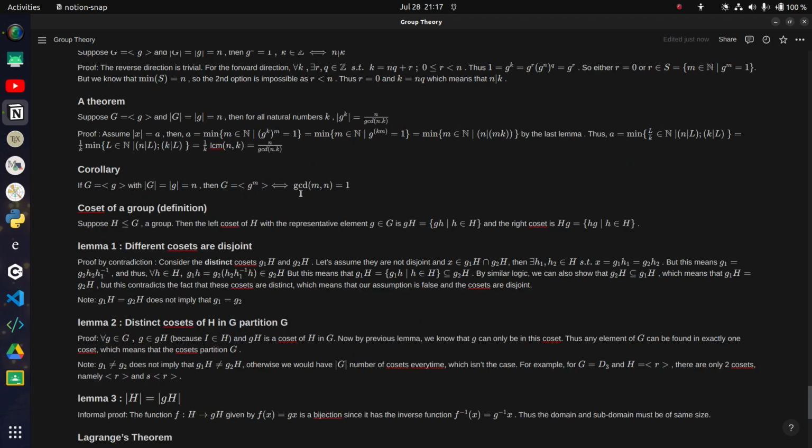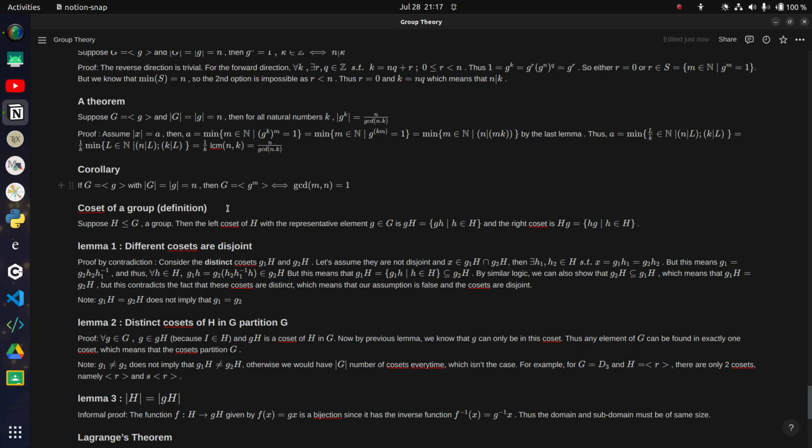Now let's go to a corollary. For a cyclic group with order n, the group can be constructed by g power m as well, if and only if the GCD of m and n is 1. Pretty obvious, right? Because otherwise the order of g power m would be something else. It won't be n, it will be n upon something. That would mean that the order of g is not n, which is stupid because we already said it is n.